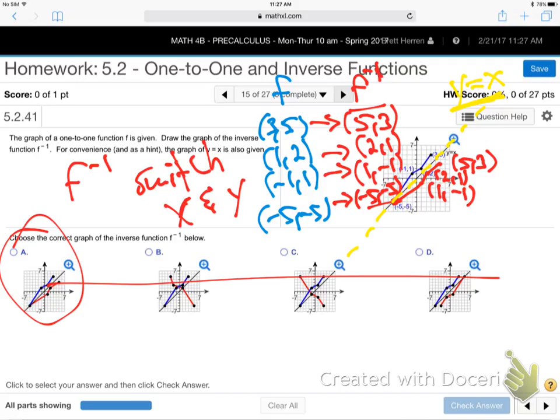So if you're switching them, you're going to the other side of that line. Right? 5, 3 goes to 3, 5 right here, which goes right across that line. And 2, 1 goes to 1, 2. Jumping right across the line where x and y are equal. That's why it'll always reflect across the diagonal line y equals x. Inverse graphs always do that. All right, you can use that.